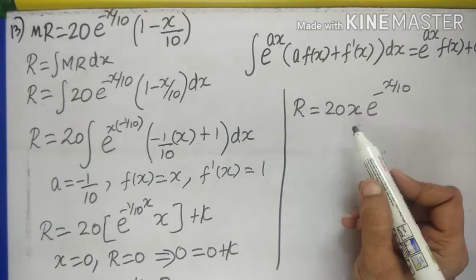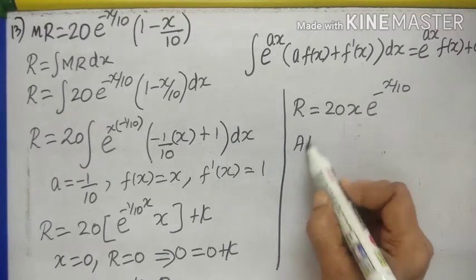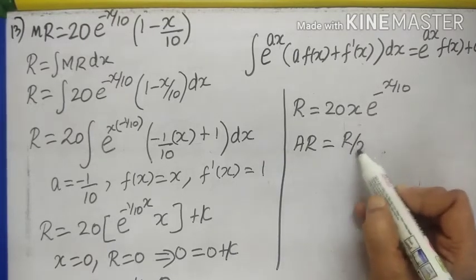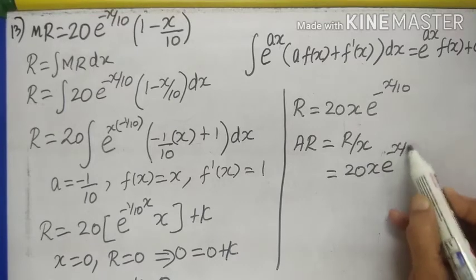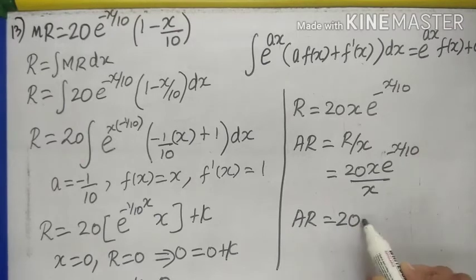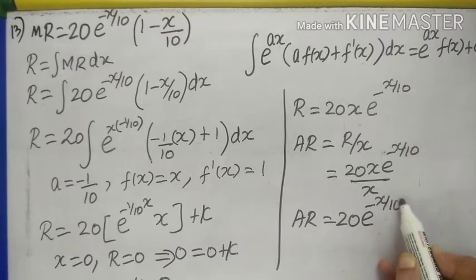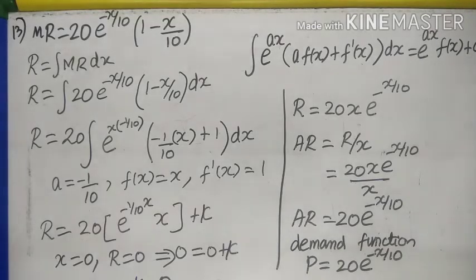Also we need to find the average revenue or the demand function. So average revenue is equal to R by x, that is 20x e power minus x by 10 by x, or I will say it is 20 e power minus x by 10. Therefore, demand function P equals 20 e power minus x by 10, and that is the answer.